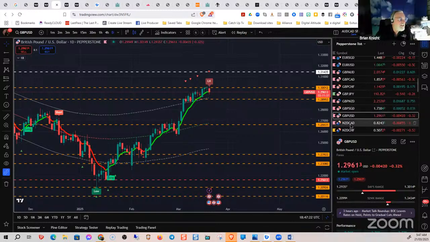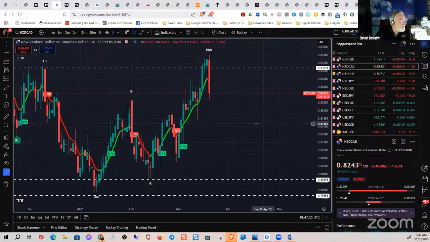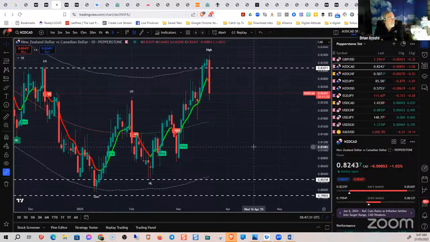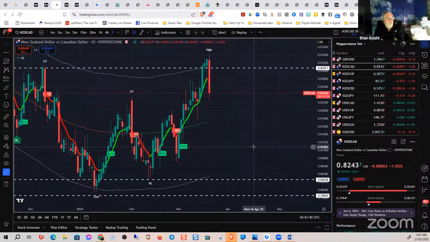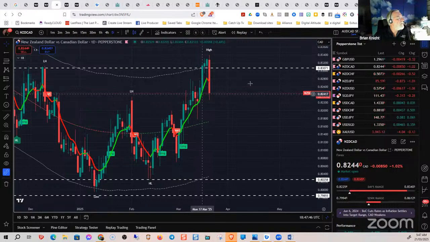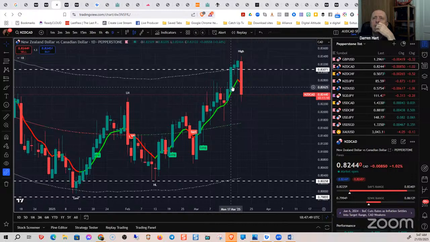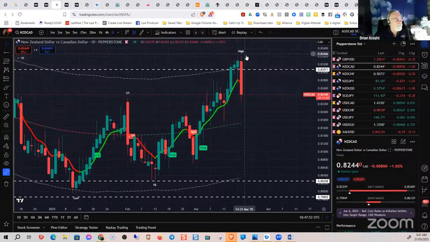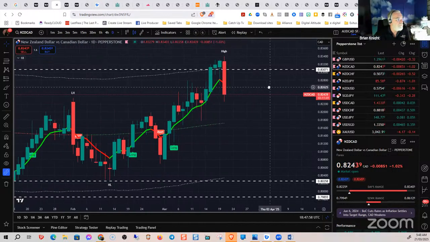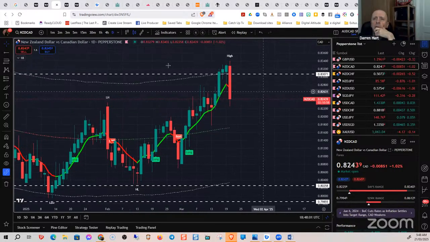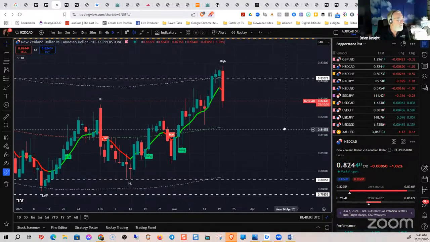NZD CAD. Look at these NZDs. Whoa. That's a significant drop off, isn't it? Still green though. No, mine's red. Mine's red on the trend bar now. Look at it. Oh yeah, mine's still green. Interesting. It's done that red wobble, a candle like that. It's been green all the way up here. Now it's weird, mine's still green. Yeah, it's a different feed.